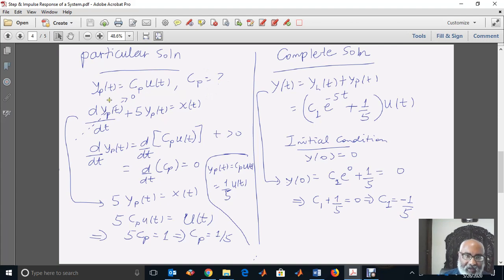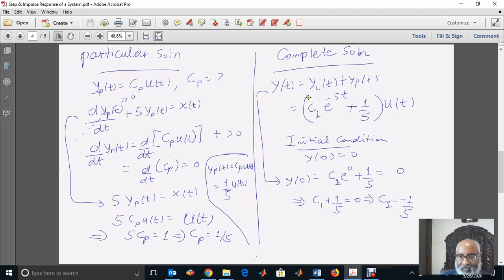We substitute here. What is the derivative of yp? We solve for t greater than 0. The derivative of cp, the constant, is 0, and 5 times yp is equal to x(t). That means the derivative of cp is 0, and 5 times cp u(t) is equal to u(t), which means from this relation, cp is equal to 1 over 5. Now we found the complete solution for the unit step input, which is equal to c1 e^(-5t) plus 1/5 u(t).